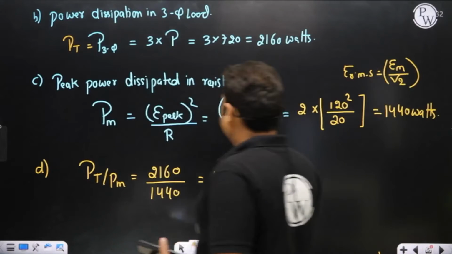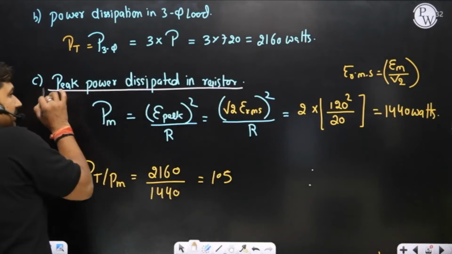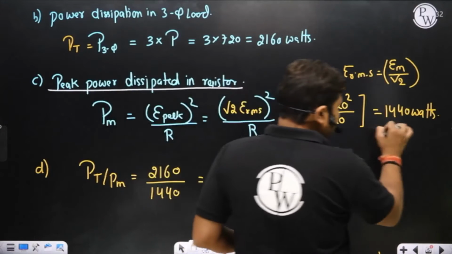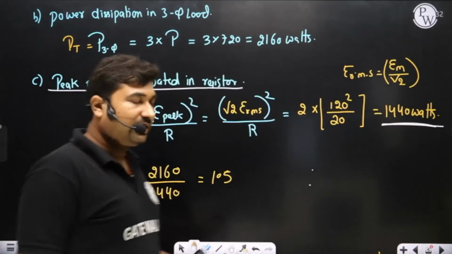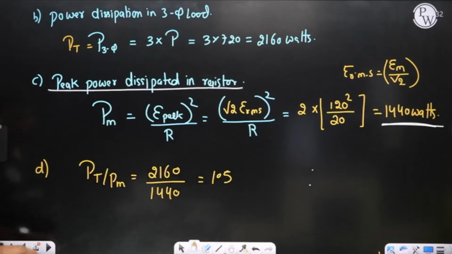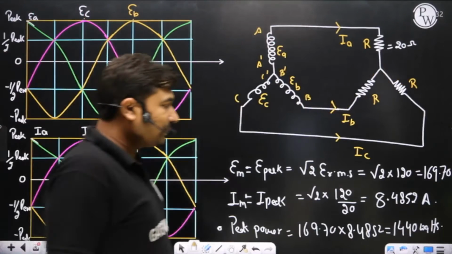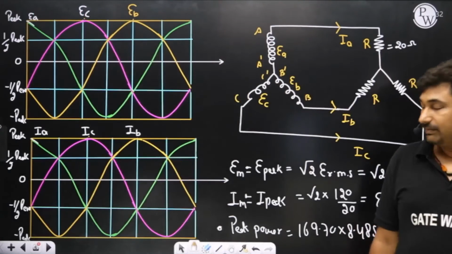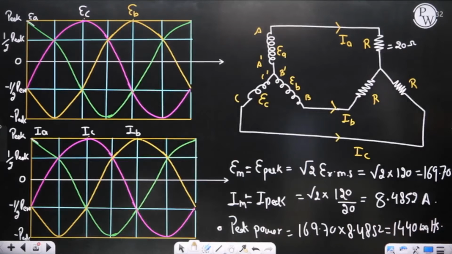Please observe what is the peak power dissipated in the resistor. The peak power dissipated in the resistor is 1440 watts. And now in this circuit, the peak power is also 1440 watts. Is it okay?